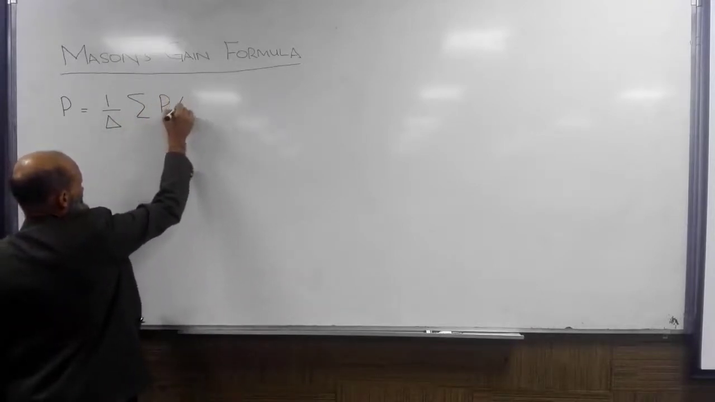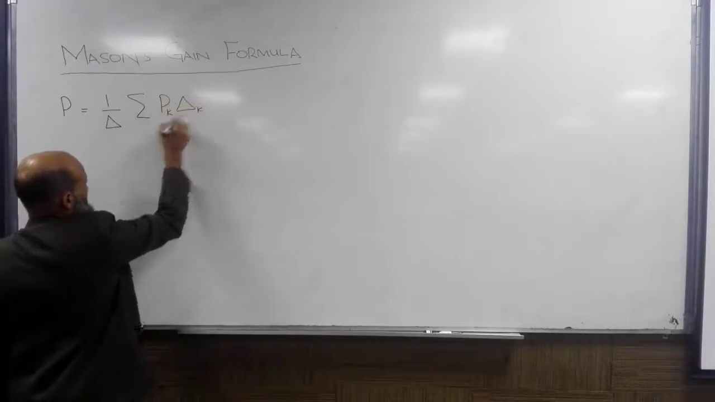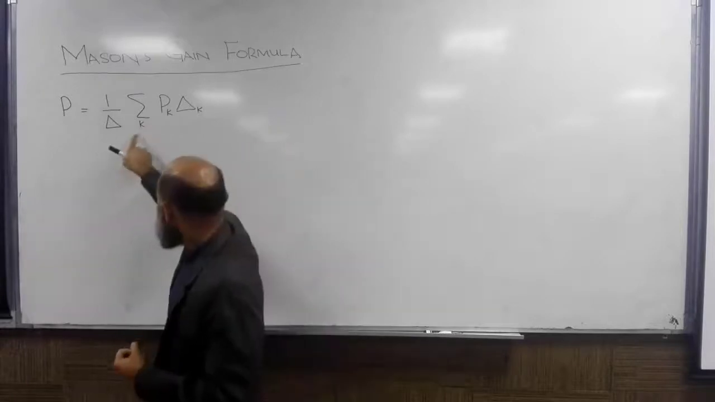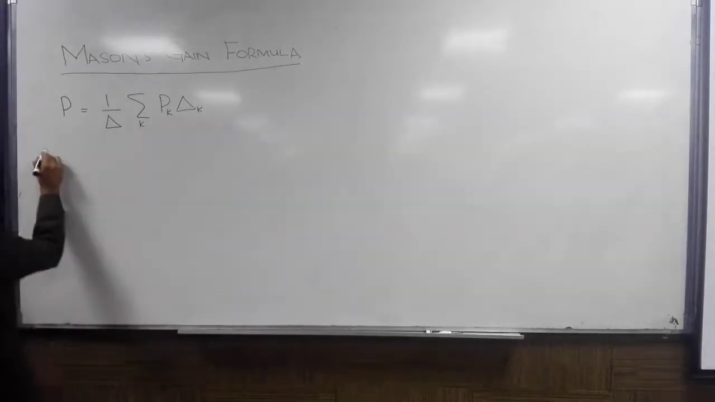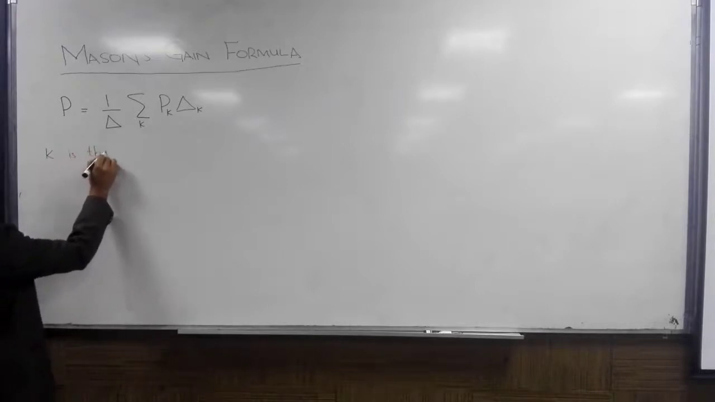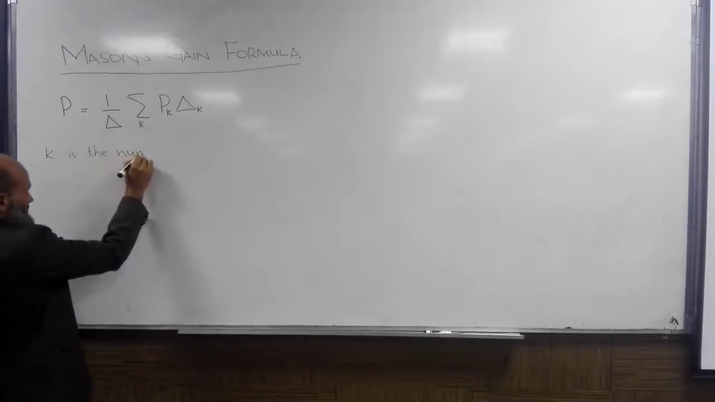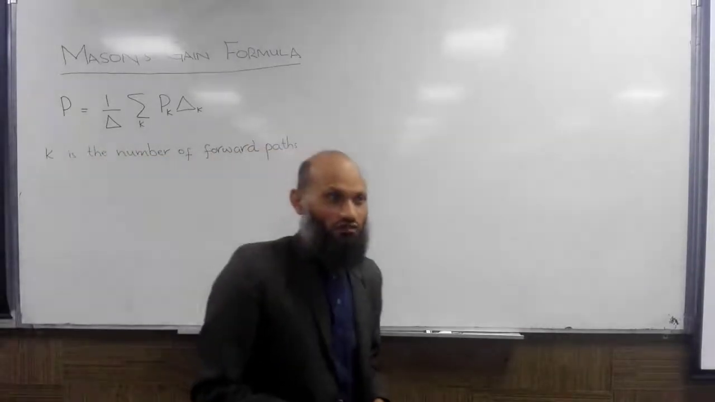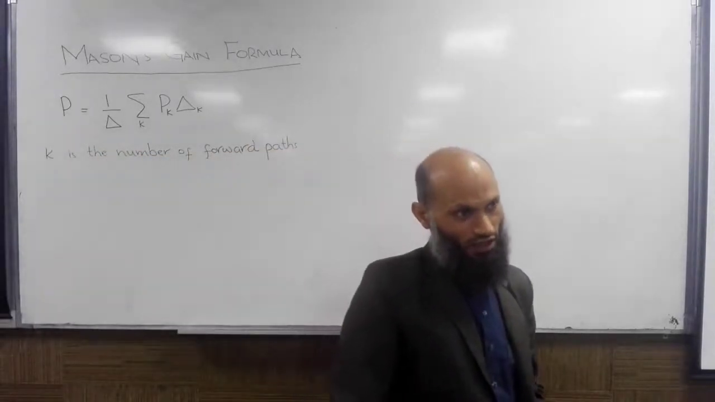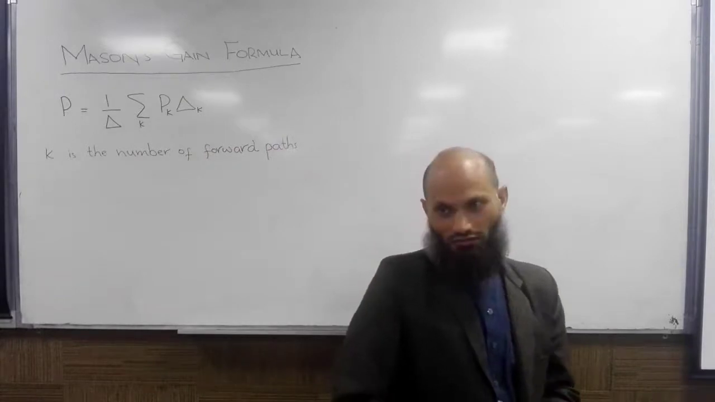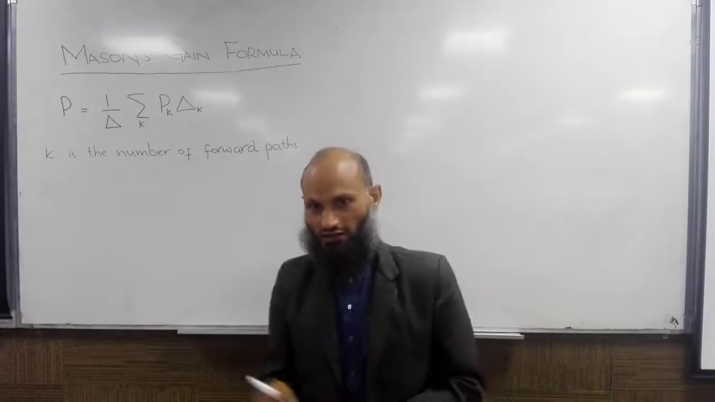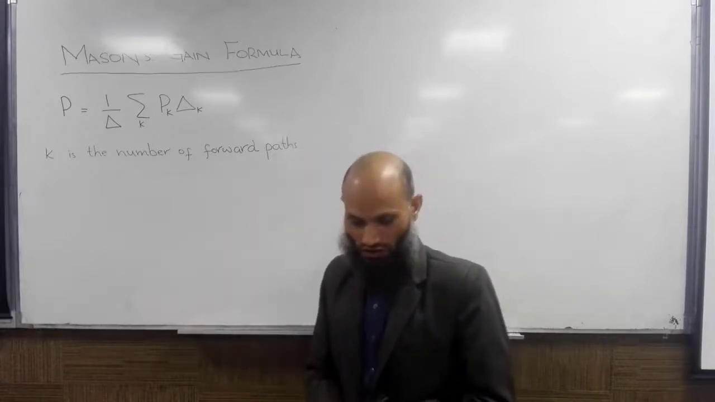Pk delta k. K is the index of this summation. What is K? K is the number of forward paths. In the last diagram, there was only one forward path. However, in other systems, signal flow graphs, there can be multiple forward paths. So K is the number of forward paths.